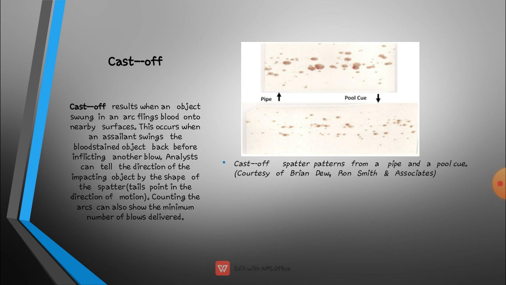Cast off spatter results when an object swung in an arc flings blood onto a nearby surface. This occurs when an assailant swings the blood-stained object back before inflicting another blow. Analysts can tell the direction of the impacting object by the shape of the spatter. Counting the arcs can also show the minimum number of blows delivered.